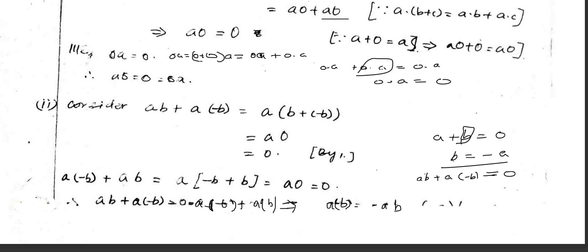So that means whatever here we have, a into minus b, must be the additive inverse. So it is the additive inverse of ab, which we denote as minus ab. And the same way for the other one also we have both minus a into b and a into minus b giving minus ab.